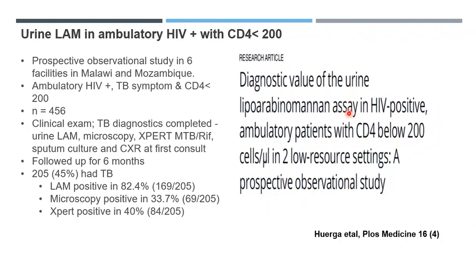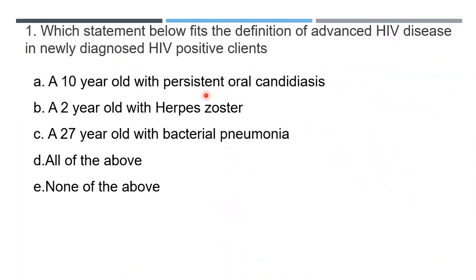This was a study that I also had a look at, which looked at urine-LAM in HIV-positive ambulatory patients who had CD4 less than 200, published in PLOS Medicine. It was a prospective observational study in Malawi and Mozambique, where there were 456 patients. They conducted a clinical exam. The TB diagnostics completed were a urine-LAM, microscopy, Xpert MTB/RIF, sputum and culture at the first consult. And then those clients were followed up for 6 months. What they found was 45% of those 456 actually had TB by the gold standard. The LAM was positive in 82.4%, microscopy in 33.7%, and Xpert was positive in 40%.